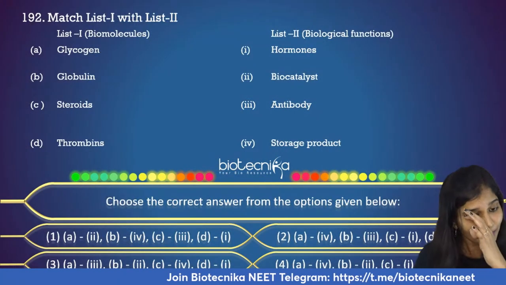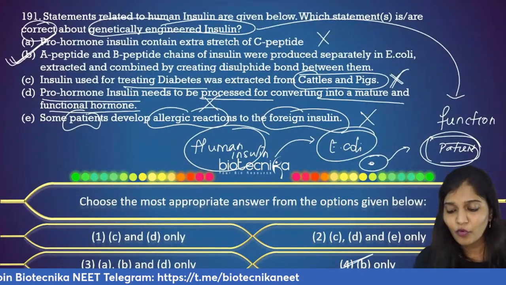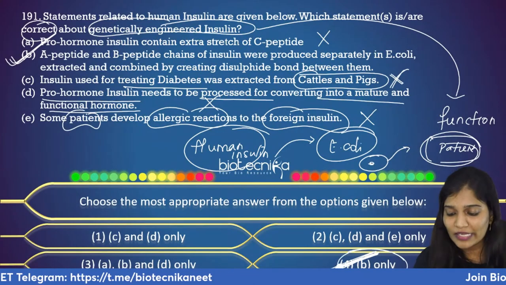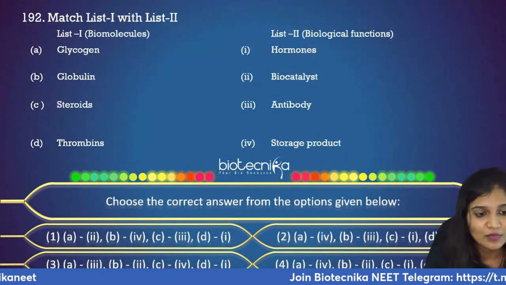Okay. The next one, match list 1 with list 2. So we can say it is the fourth option, which is B only. So the correct answer is B only for this question number 191.